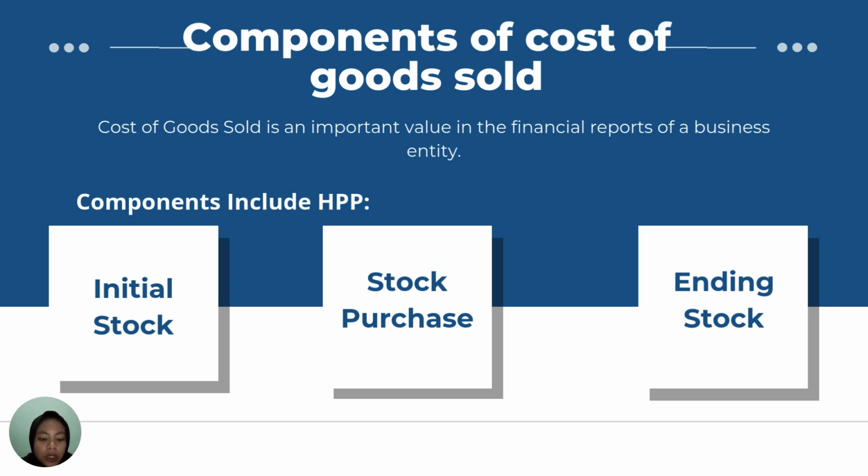The cost of goods sold includes a number of components, opening stock, purchasing stock, and ending stock. The following is a list and brief explanation.